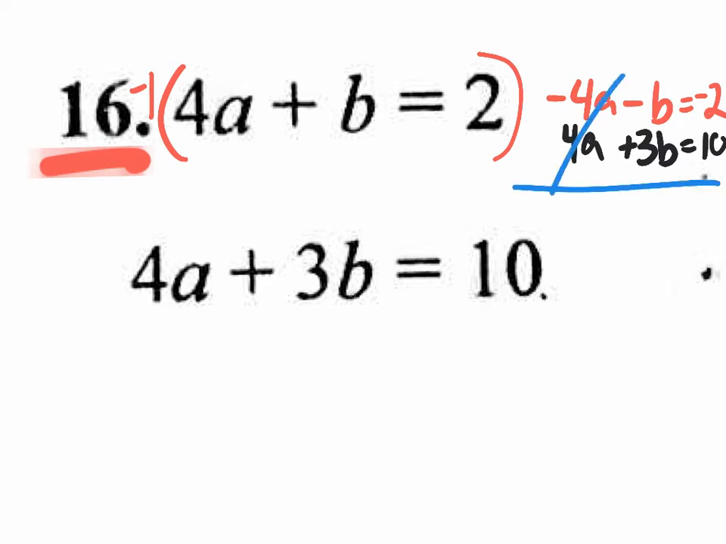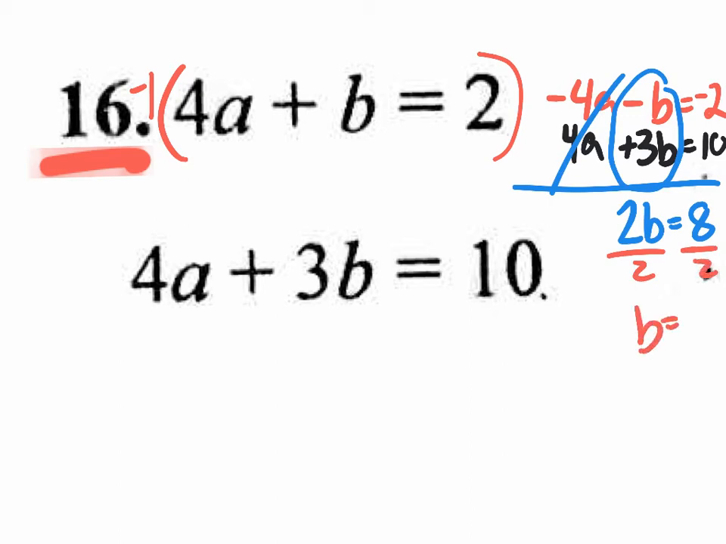The 4a and the negative 4a eliminate. A negative b plus 3b, that's 2b. Bring down the equal sign. And then negative 2 plus 10, that's 8. And if you were to divide both by 2, you're going to get b equals 4. So if b equals 4 and you want the a value, just plug in the 4 for b.